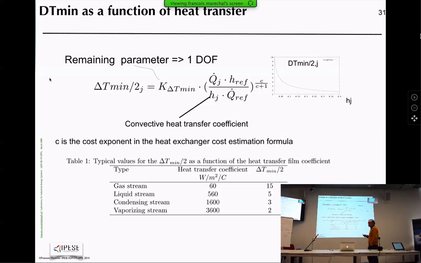to use this value as being the sizing parameter for the heat exchangers that I will have in my heat exchanger network. And this is very important because it allows to have one single parameter that is going to optimize all the heat exchangers that I will have in my system. Okay, which is very important.